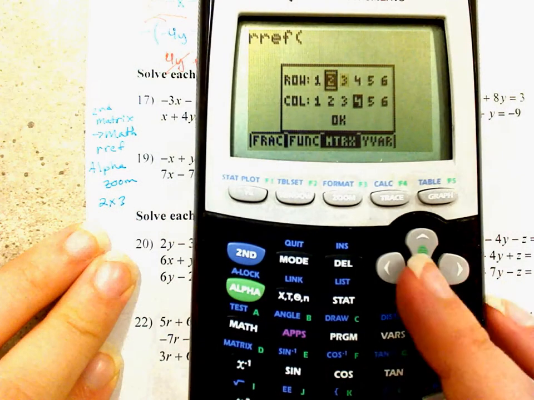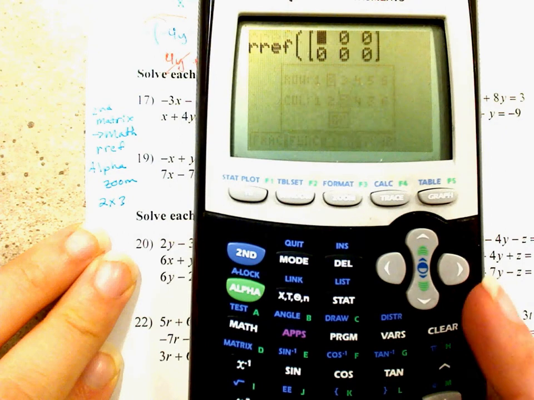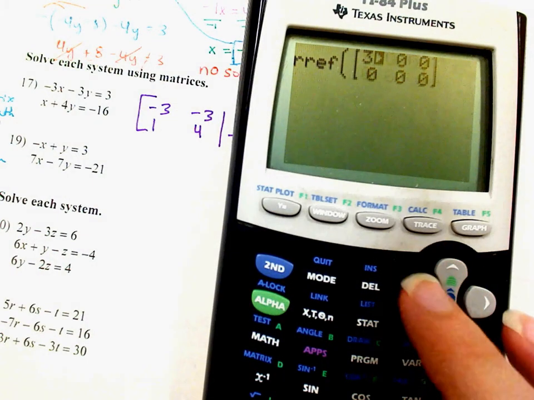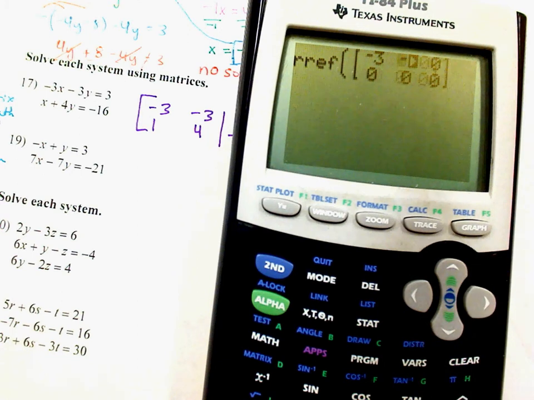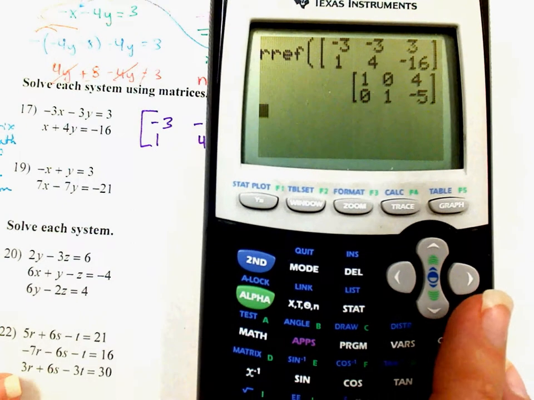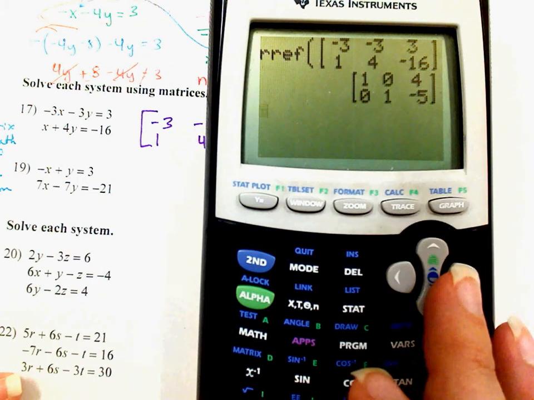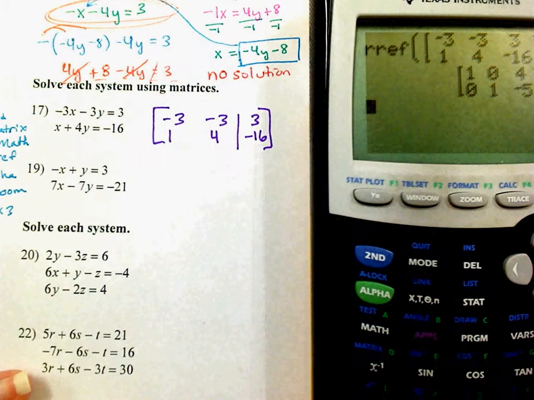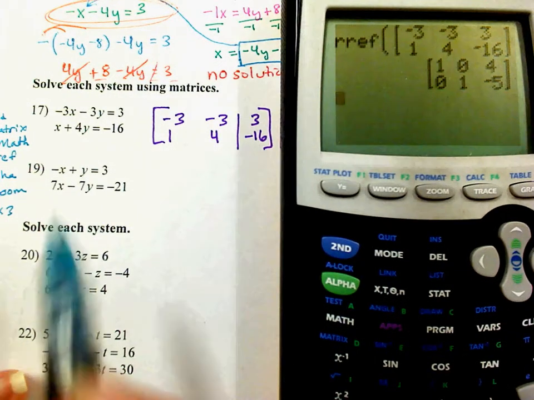So -3, -3, 3. Go to the right, 1, 4, -16. I press enter, and it tells me my answer. Do I write down this matrix? No, I write it as a coordinate point. So what would I write? Okay, so parentheses 4 comma negative 5, close parentheses. There's your answer.